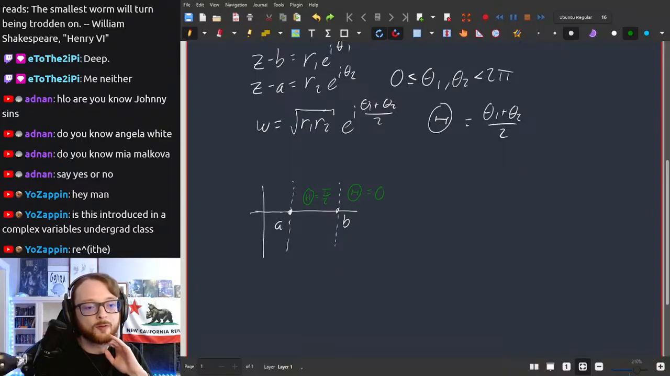I got mixed up. If I choose a point here, angle A is pi over 2, but angle B is being measured like that. So if I want to maximize this angle, I would put B very far away, and it will be approaching pi. So it's like we would have pi plus pi over 2, which is 3 pi over 2 over 2.